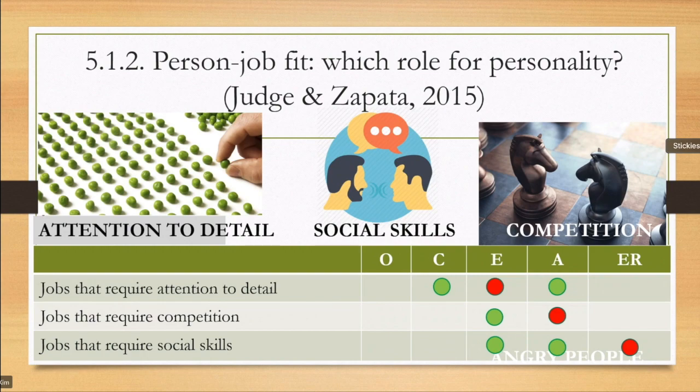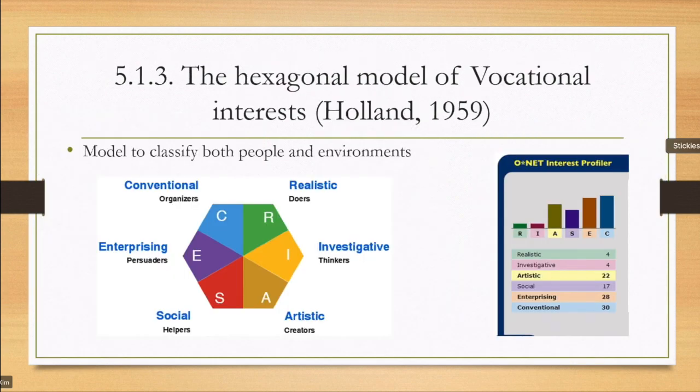Quick overview that certain jobs, of course, differ in what personality traits you need. So that's very important. And here we go. Hexagonal model of vocational interests, also speaking about what your interests are more or less in different categories. So I think all of them are pretty self-explanatory. You've all done the test, so I think that's pretty clear.